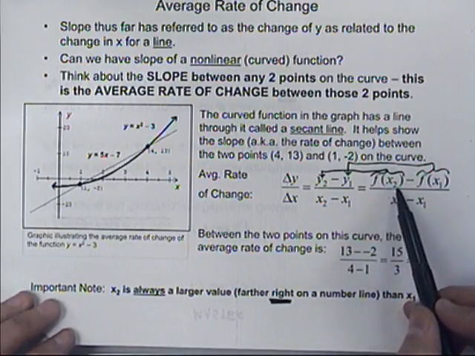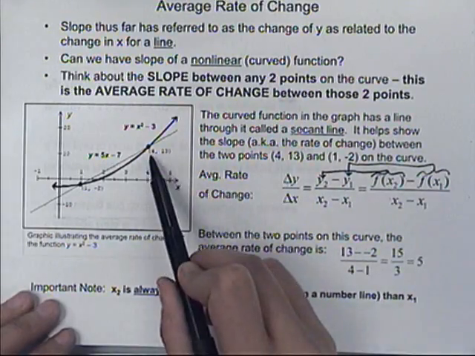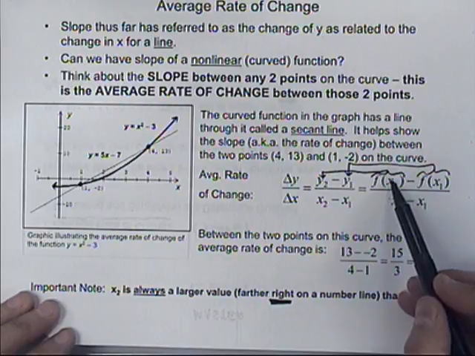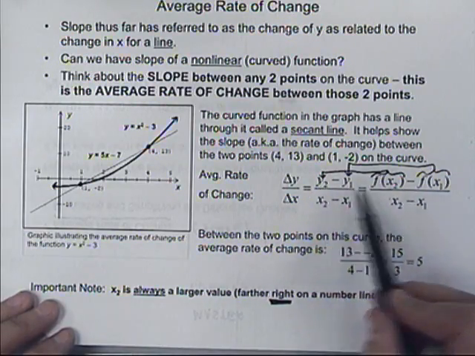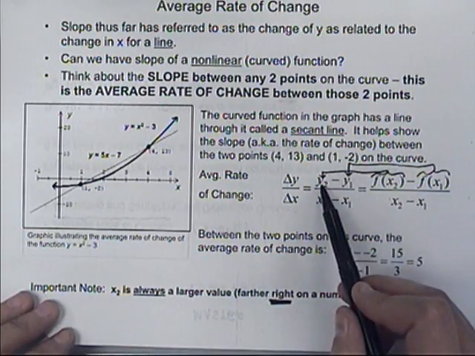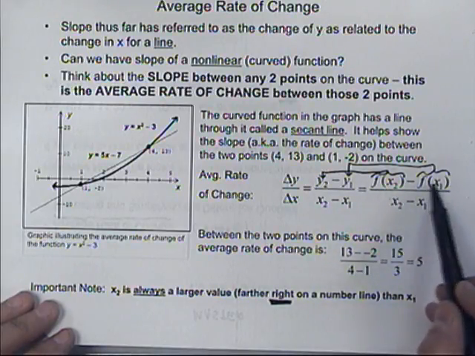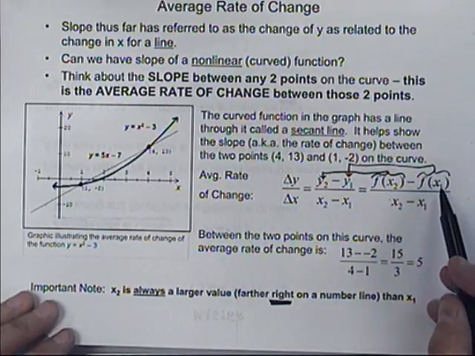F of x sub 2 means that we're going to take an x sub 2 value, like 4, and substitute it into the function, and the answer is going to be y sub 2. So it's kind of saying the same thing. It's kind of a before and after of the same value. But basically, this is still just y sub 2. It's just a different way to write it. And this is still just y sub 1. It's just a different way to write it.